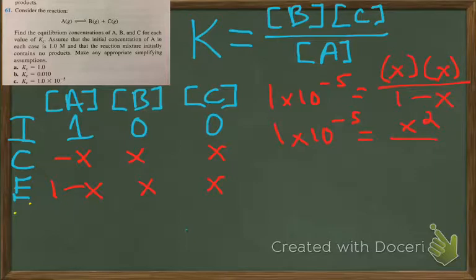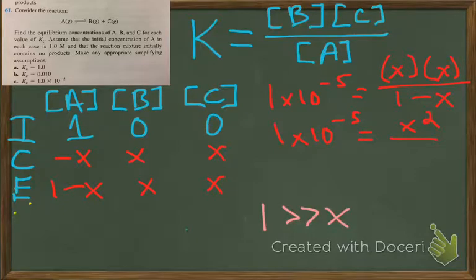But now here's the deal, though. My K is very, very small. 1 times 10 to the negative 5th. When I have a very small K, what does that mean about my products? I'm not going to get very many of them, am I? I'm expecting my x to be really small. What I'm saying is, I'm expecting that 1 is much greater than x.